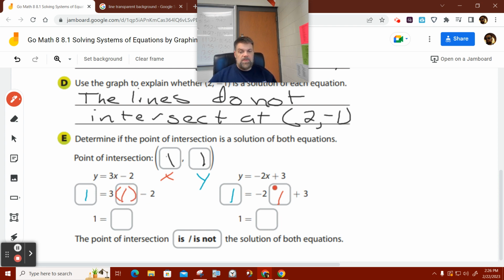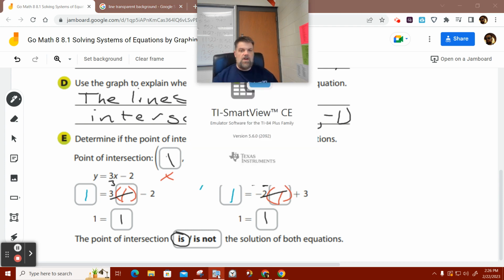When we're doing x, we're multiplying. I like to put that in parentheses. And so over here, I've got 1. But over here on this side, what's 3 times 1? 3. What's 3 minus 2? 1. All right, let's do this side. What's negative 2 times 1? Negative 2. What's 3 minus 2? 1. Is that a point of intersection for both equations? Yes. That works. Now, just for practice and for fun, let's fire up those handy-dandy calculators.